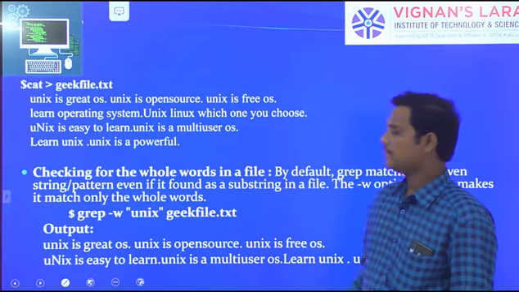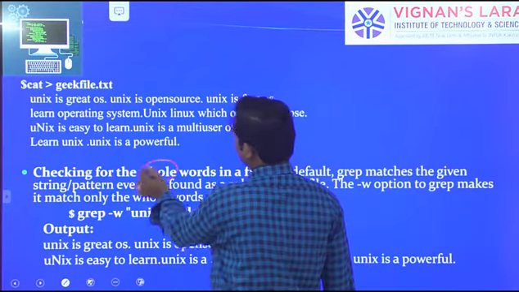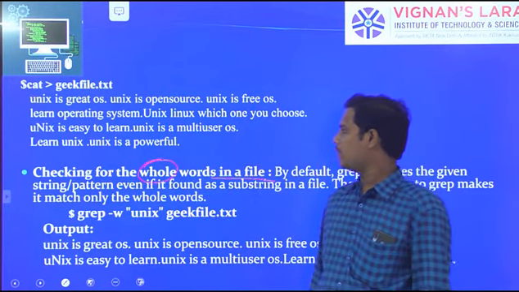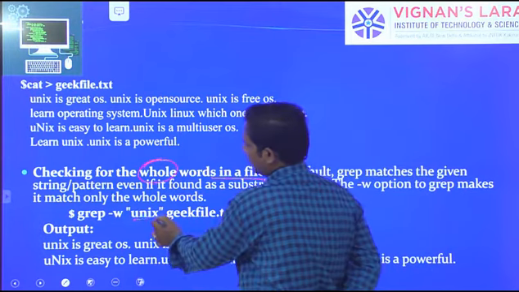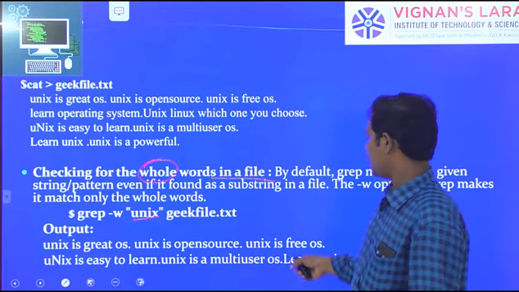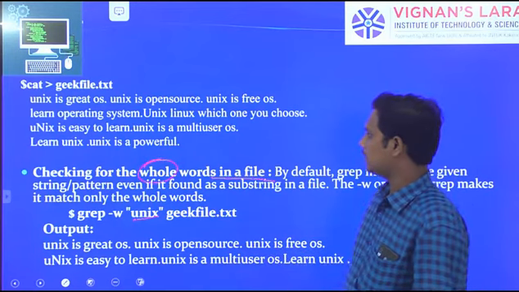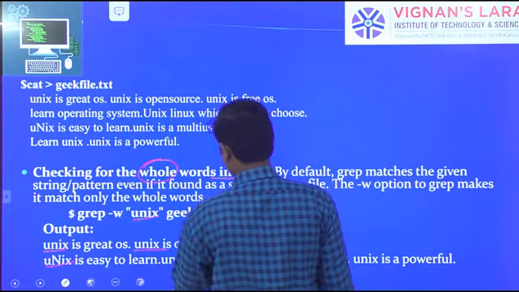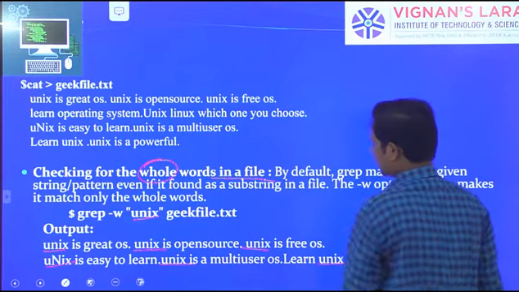Next, option W. Option W means whole words in a file. Okay, checking for whole words in a file. Suppose the word Unix, it will display the whole word. So however many places there are, those lines will be displayed with the whole word. Okay, so here Unix is there, here Unix is there, here Unix is there, and so on in each of these lines.